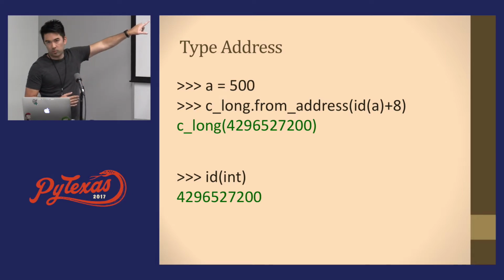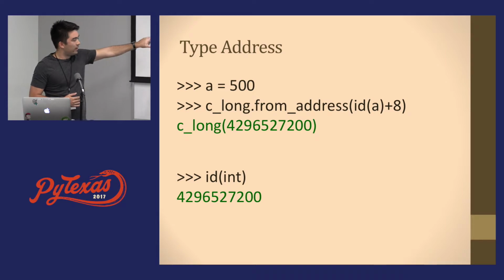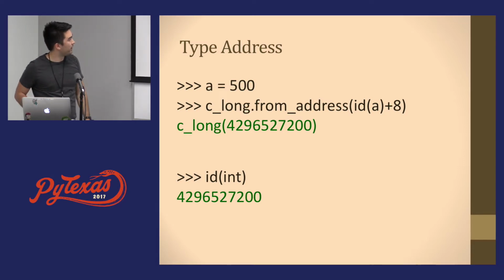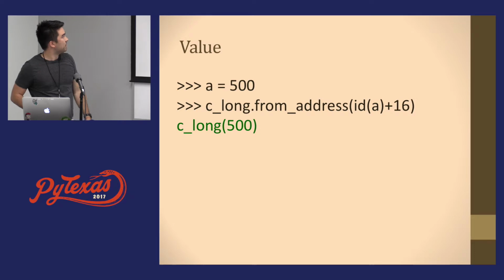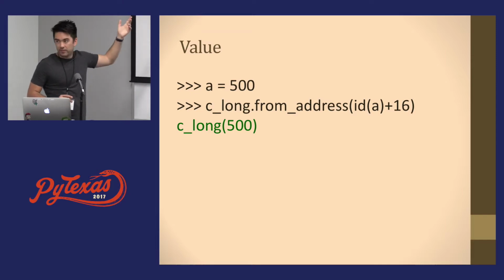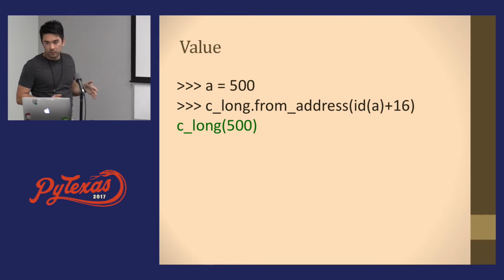So we get some long address here, and if we look up where the integer type lives, it's actually the exact same place, so we can verify now that we've got the type address in the second slot. And then finally, we get the value, and we were looking at 500. That was our particular integer we were looking at, and you get 500 out, so we've covered all our bases.